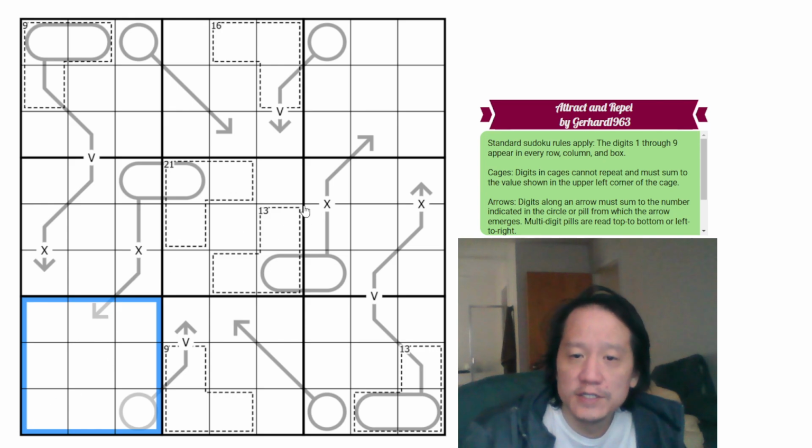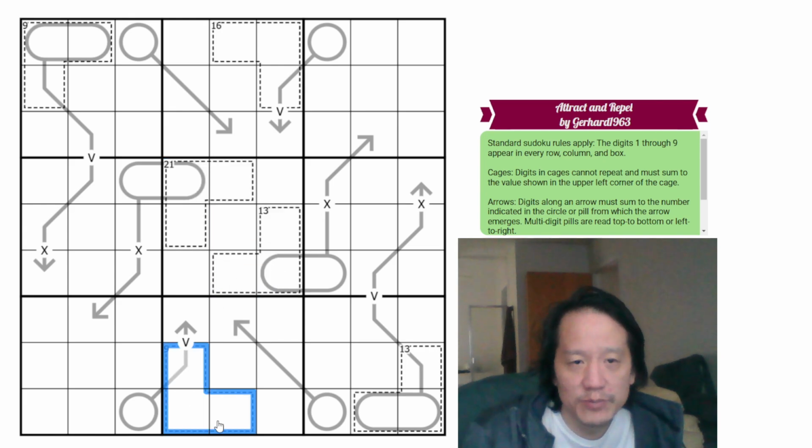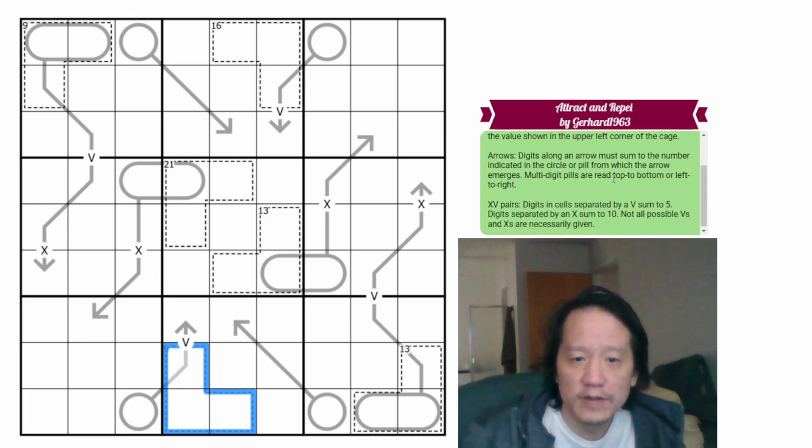Cages. Digits in cages cannot repeat and must sum to the value shown in the upper left corner of the cage. So therefore, these three numbers must sum up to 21. These three numbers must sum up to 13. These three numbers must add up to 9, etc., etc. Okay, arrows.